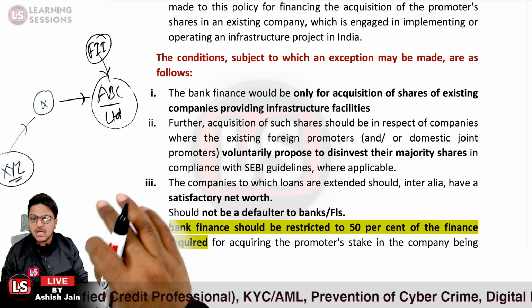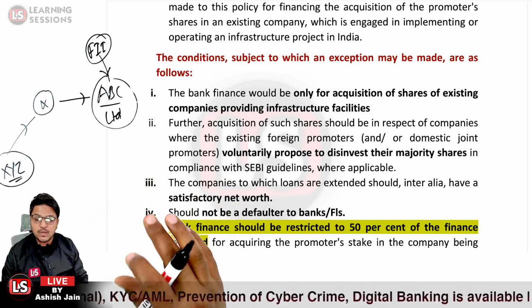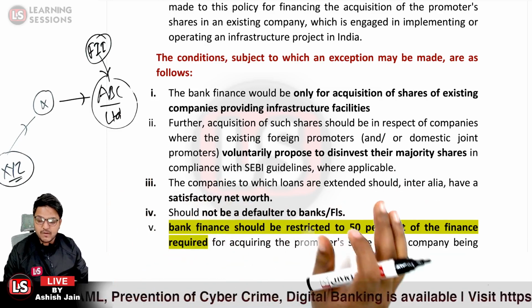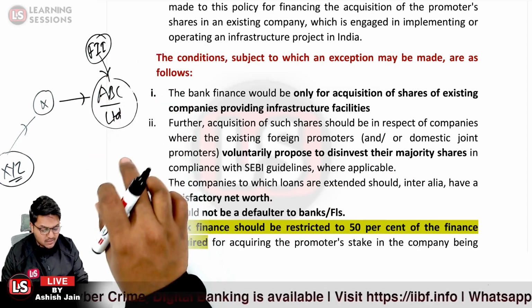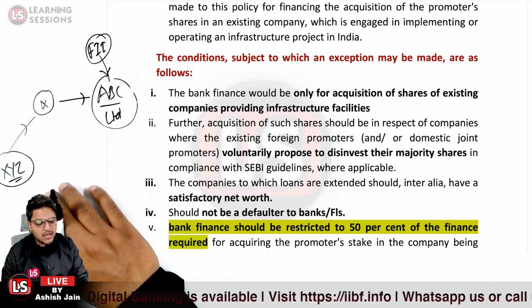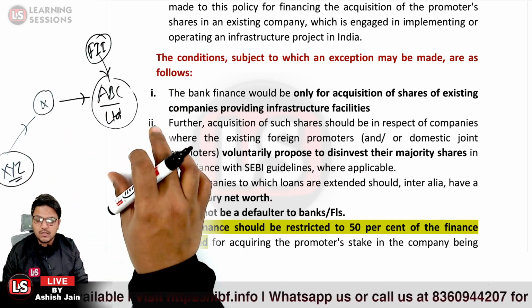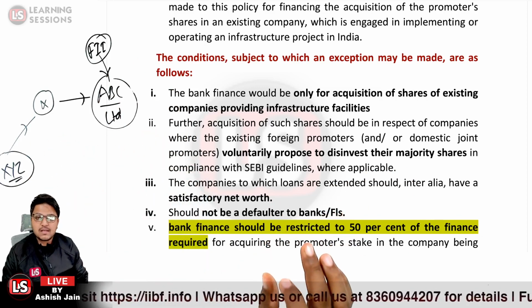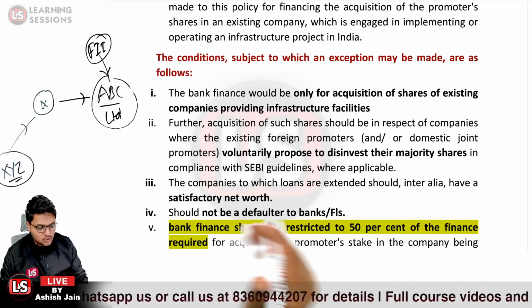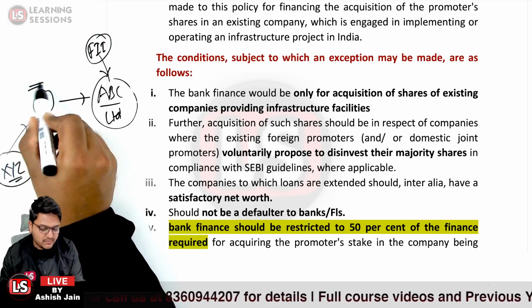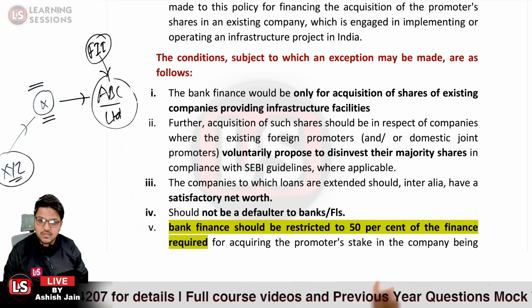Because whensoever a major amount is to be disinvested from the company itself, that is also as per the SEBI compliance. So if that particular scenario is there, in that case the bank can advance to the X over there so as to contribute to the equity of the company itself. Further, it says the companies to which the loans are extended should have a satisfactory net worth. So over here, the company X must have a satisfactory net worth, and it should not be a defaulter of the banks or financial institutions.